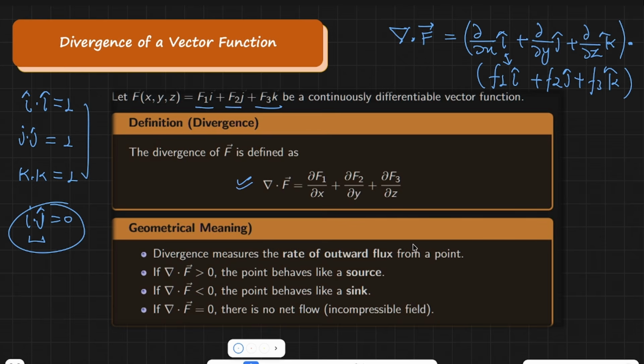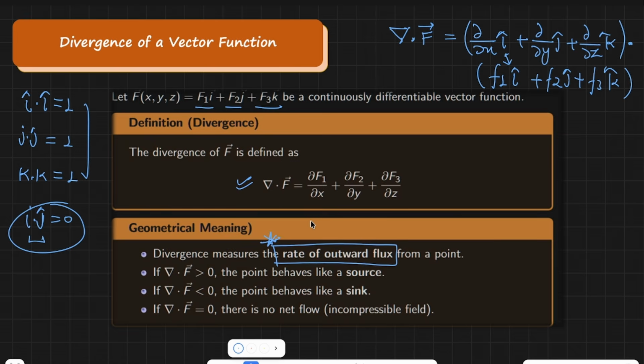If it is 0, then it means there is no net flow of the vector quantity. Okay, so it is an incompressible field. We will see later, and it will be very helpful. This divergence is called the rate of outward flux. This is the important physical significance of divergence.